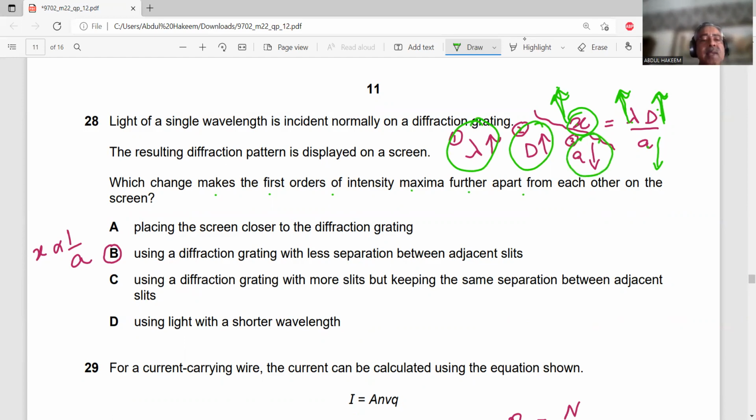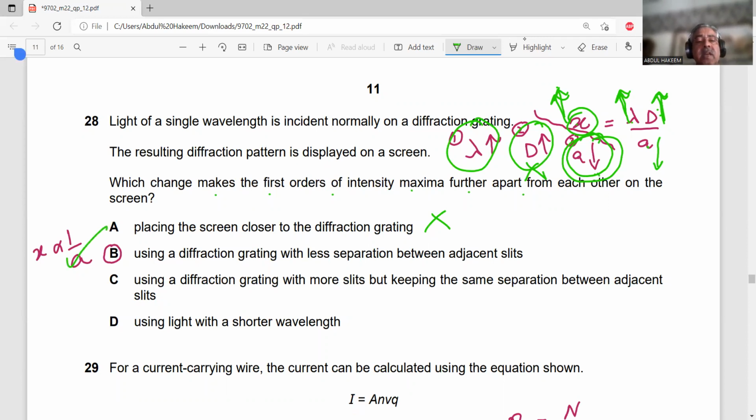Option A: placing the screen closer to the diffraction grating. No, we have to increase D. This is wrong. Using the diffraction grating with less separation between the adjacent slits, less separation means A decreases. Yes, definitely when A decreases, X increases. So this is the option.